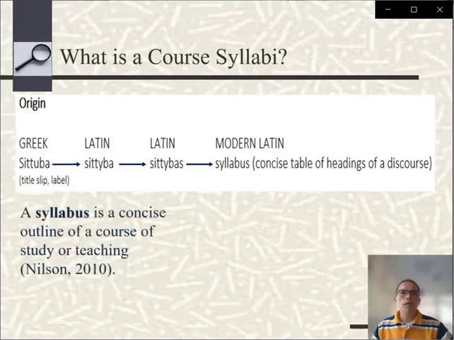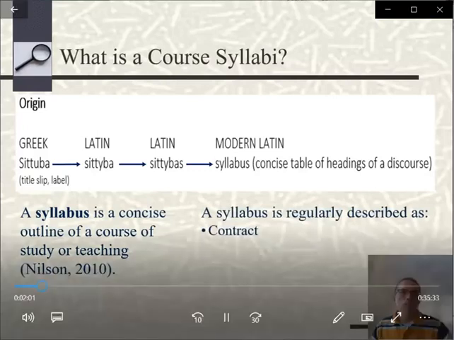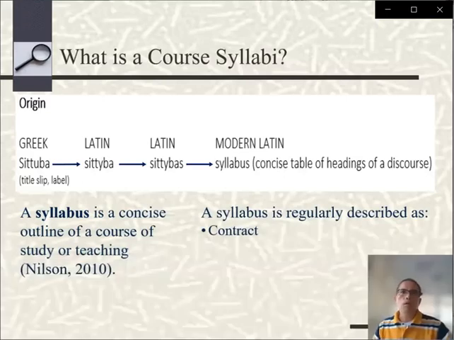But according to Linda Nelson in 2010, the author of the book Teaching at its Best, a research-based resource for college instruction, a syllabus is a concise outline of a course of study or teaching. However, the document is regularly described as contract. In the early 70s, course syllabus was considered as a written agreement between two people in the higher education. The syllabus became that type of implied contract.